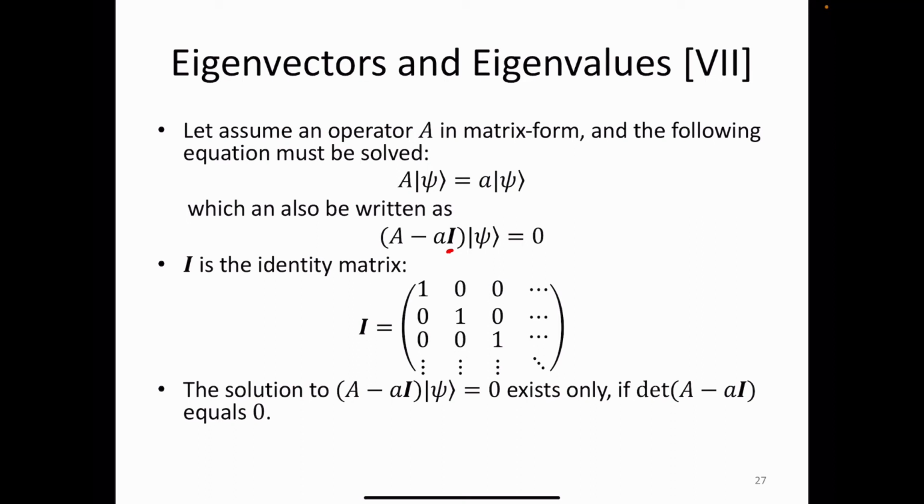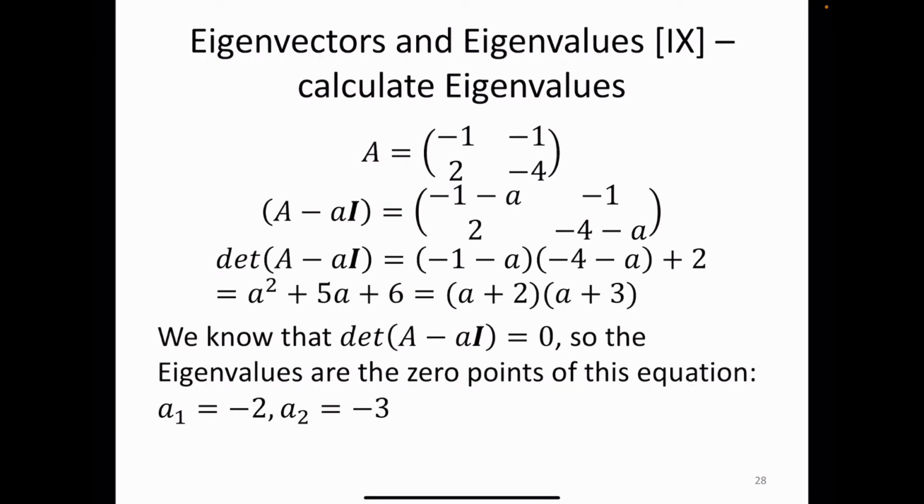So the solution to (A − aI) times ψ, or ket ψ, equals 0 exists only if the determinant of A − aI equals 0. Okay, let's look at one specific example here. So we take our operator, which looks in that case like that. So we have A given by −1, 2, −4. So now what we do is we take our operator minus aI.